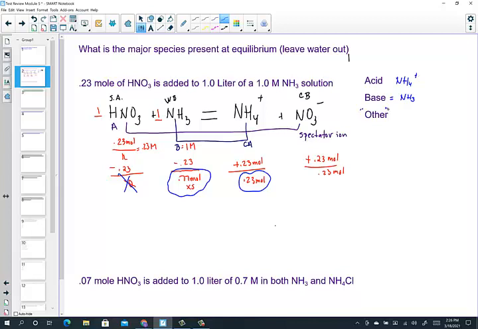And what about this other? The other means not an acid, not a base, but a spectator ion. And in this case, we said the anion nitrate would be that spectator. The NO3 negative does not behave as an acid nor a base because its parent is strong. Therefore, it's considered in the quote, other category. So that was easy enough.